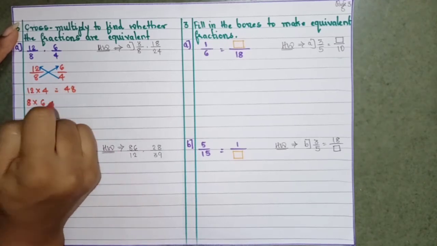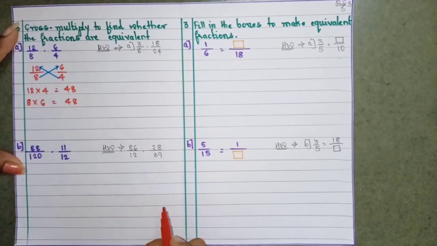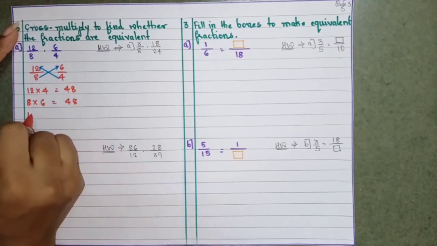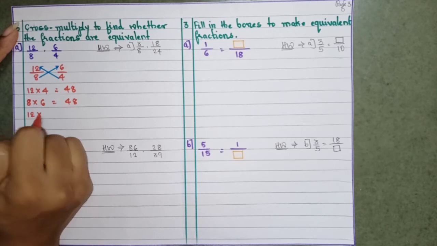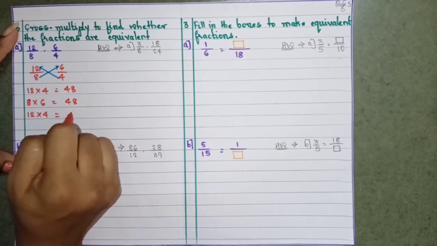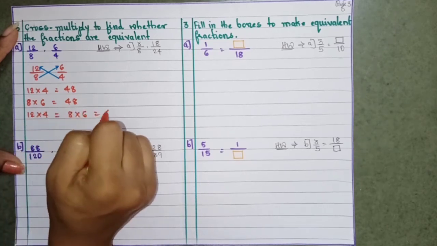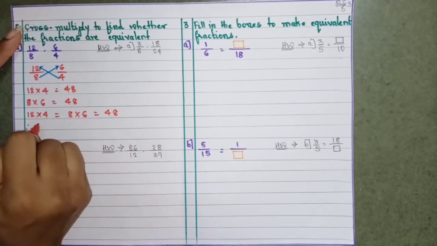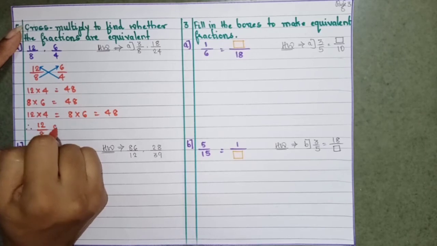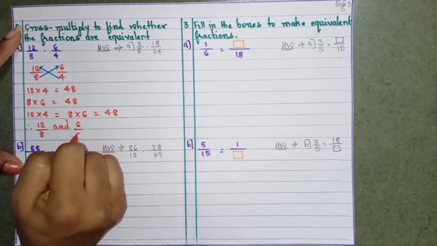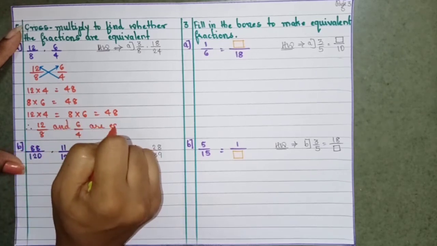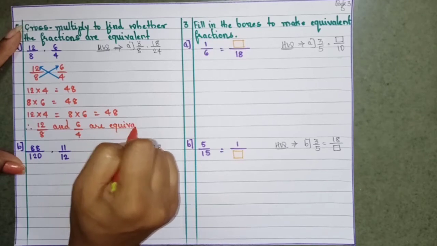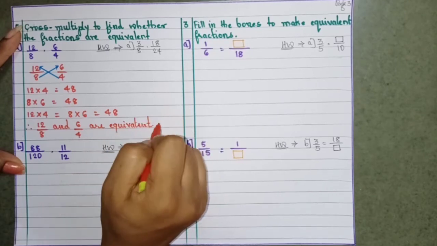8 sixes are 48. Thus 12 into 4 equals 8 into 6, which equals 48. Therefore 12 by 8 and 6 by 4 are equivalent fractions.